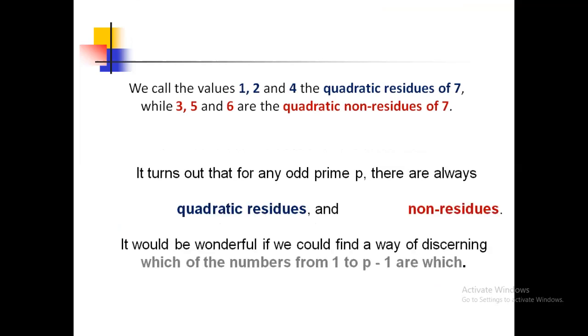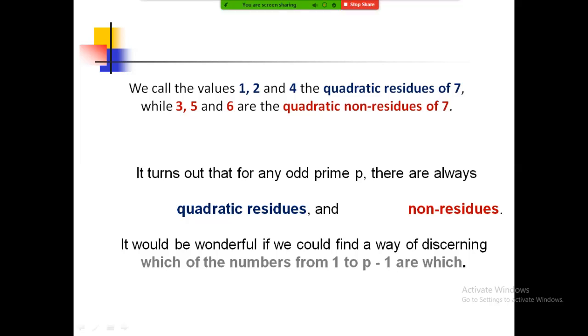Hence, we call these values of A, 1, 2 and 4, the quadratic residues of 7, for this modulus. And the remaining numbers 3, 5 and 6 are the quadratic non-residues of 7, since they don't satisfy the equation. The values 1, 2 and 4, which satisfy the equation, are known as the quadratic residues of 7.